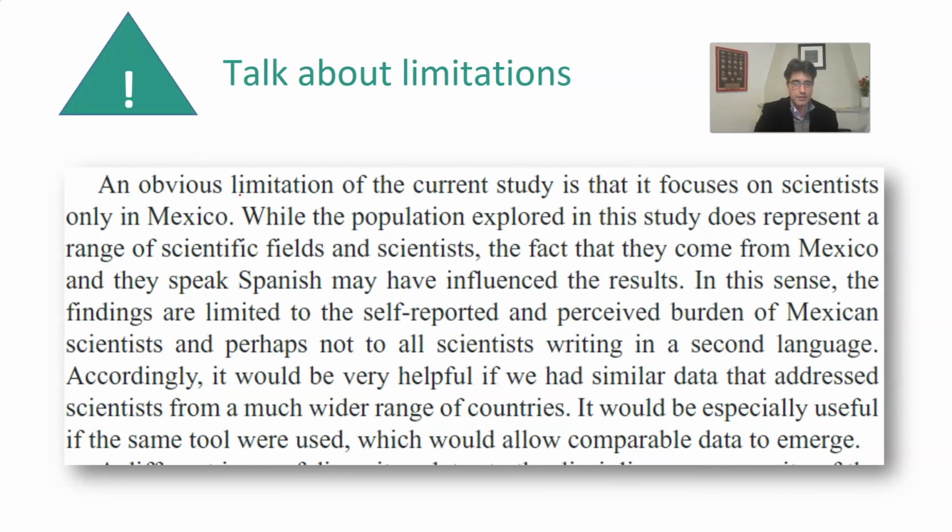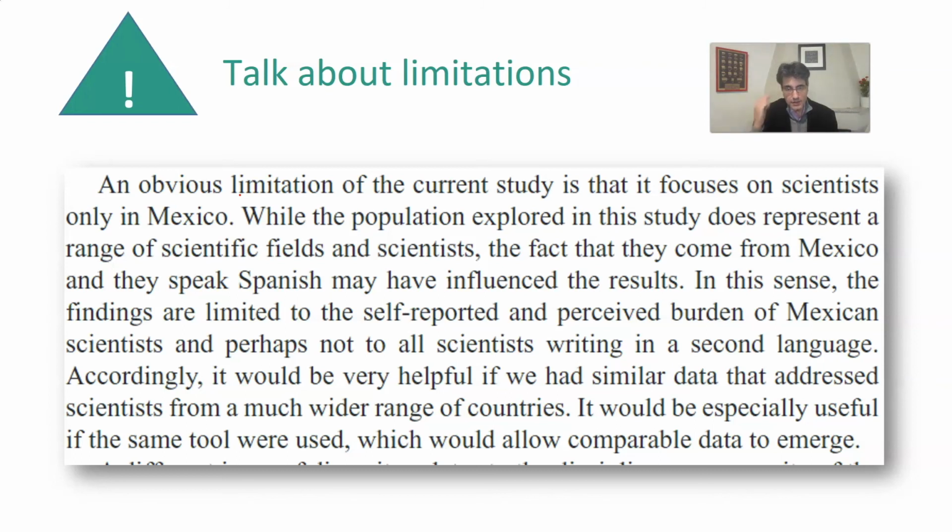And then they talk about limitations. An obvious limitation of the current study is that it focuses on scientists only in Mexico. While the population explored in this study does represent a range of scientific fields and scientists, the fact that they come from Mexico and they speak Spanish may have influenced the results. In this sense, the findings are limited to the self-reported and perceived burden of Mexican scientists and perhaps not to all scientists writing in a second language. Accordingly, it would be very helpful if we had similar data that address scientists from a much wider range of countries. It would be especially useful if that same tool were used, which would allow comparable data to emerge.